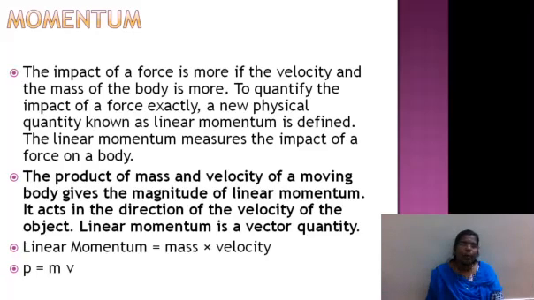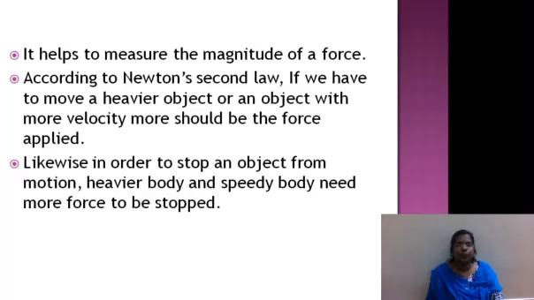What is linear momentum? Already I told you, the product of mass and velocity of a moving body gives the magnitude of linear momentum. It acts in the direction of the velocity of the object. And linear momentum is a vector quantity, because velocity is a vector quantity, so linear momentum will also be a vector quantity. So linear momentum equals mass into velocity. Linear momentum is given with the notation P. Therefore, P equals m into v.